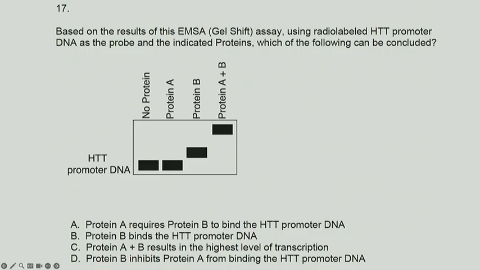Yes. So because protein B by itself leads to an upshift, there's binding there. It's not how well it binds, it's just how big the protein is. So a bigger protein will cause a higher upshift.